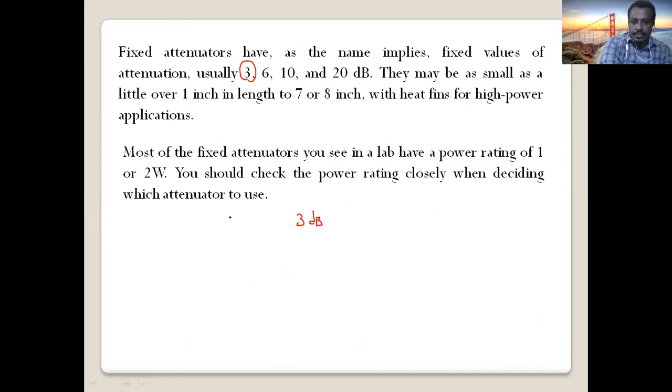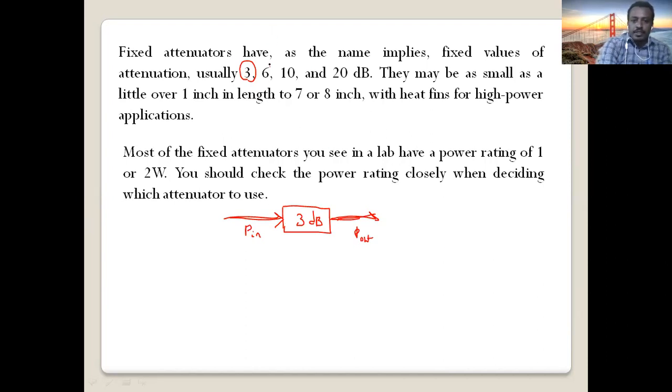If you put it on the path of your signal, what does it mean? The signal is transmitted with input power, and here we have output power. So the signal level is reduced by how much? 3 dB. Okay, it's a fixed value. The attenuation is always 3 dB. We cannot adjust it here. Whatever input power you apply, when it passes through this 3 dB attenuator, the power is reduced by 3 dB. So that's why these attenuators are called fixed attenuators.